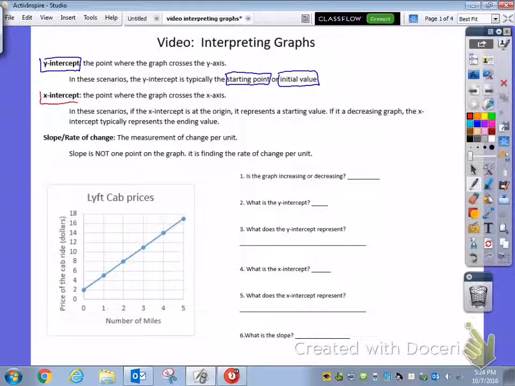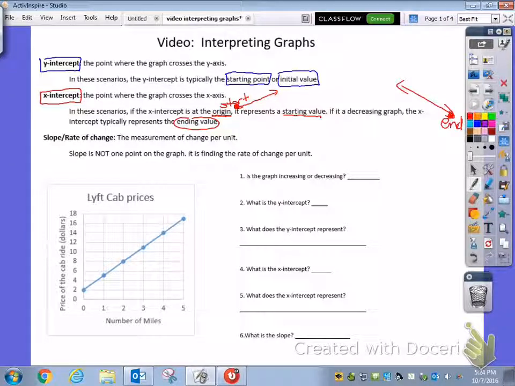X-intercept, when you see those and they want you to describe it, if it's at the origin, then it's going to represent starting value. So if it is at the origin and it's increasing, then this will be your starting point, okay? But if it's a decreasing graph, so if it looks like this, then the x will represent the end value. So over here, it would be the end. Okay, remember this is your x-intercept. So if it starts here at the origin, it's your starting. If it comes down and touches it here, then they want to call it your ending value.